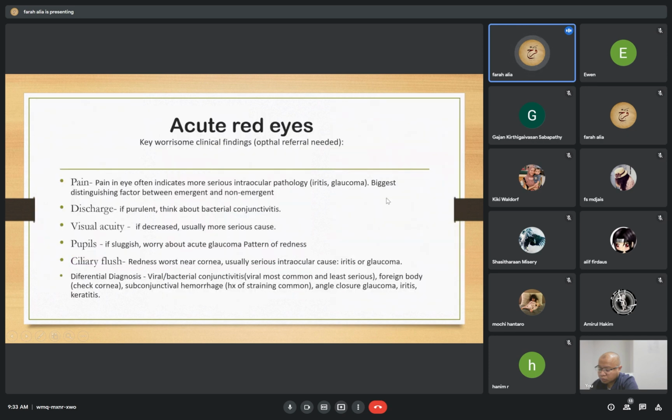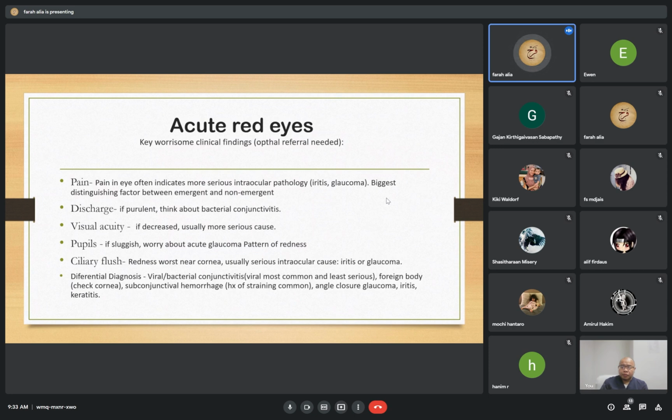The first emergency in ophthalmology is acute red eye. These are the key worrisome clinical findings that need ophthalmology referral. The patient will come with pain, which usually indicates a more serious pathology, for example iritis or glaucoma, so it can be a differentiating factor between emergent and non-emergent. Next, the patient will also come with discharge, either purulent or normal discharge, and also with changes in visual acuity.